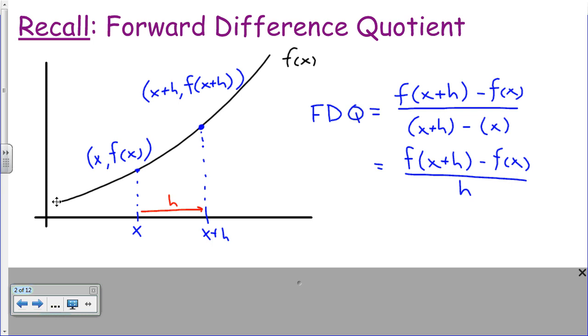And what I want to use that for is to take the limit of this formula for slope, this forward difference quotient. I'm going to force this distance h between these two points to get smaller and smaller. In other words, I'm going to force h to approach a value of 0. By doing so, the distance between these two points becomes smaller and smaller, and thus I get not just the derivative at a point, but the derivative function.